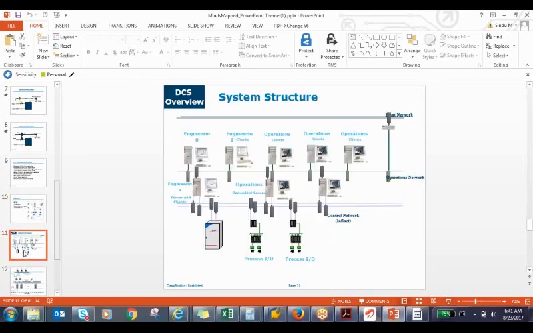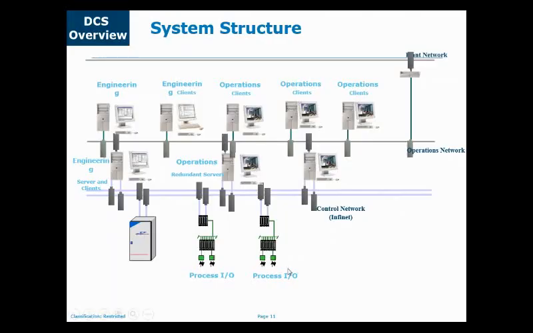This is a typical system architecture of a DCS. You will have process IOs connecting to an IO card, and this is the controller, and you are going to control through to the servers and the clients. This particular portion that you are seeing is the SCADA portion of a DCS. When you see this, you should also envisage the components involved. You are seeing the IO card, you are seeing the controller.